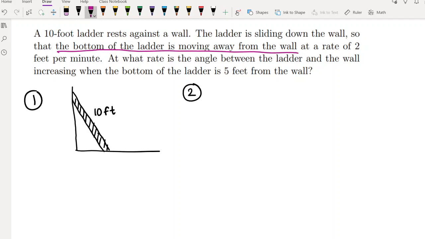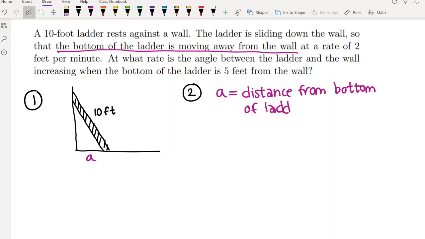So that tells us that the distance here, maybe let's call that A, that distance is changing, because the bottom of the ladder, it said, is moving away from the wall and they give us a rate. So one of our variables can be A, which is going to represent the distance from the bottom of the ladder to the wall.